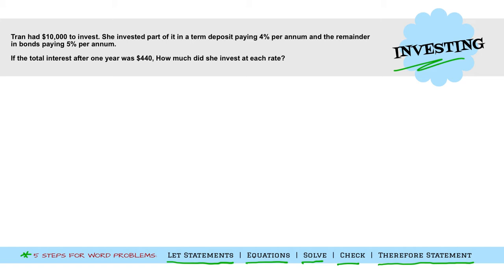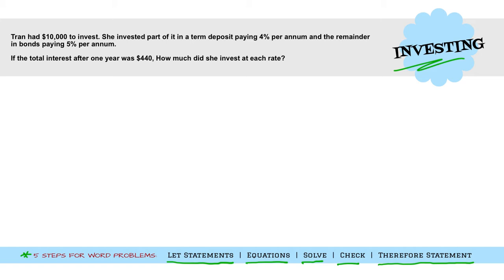She invested part of it in a term deposit paying 4% per annum per year, and the remainder in bonds paying 5% per annum annually or per year. If the total interest after 1 year was $440, how much did she invest at each rate?